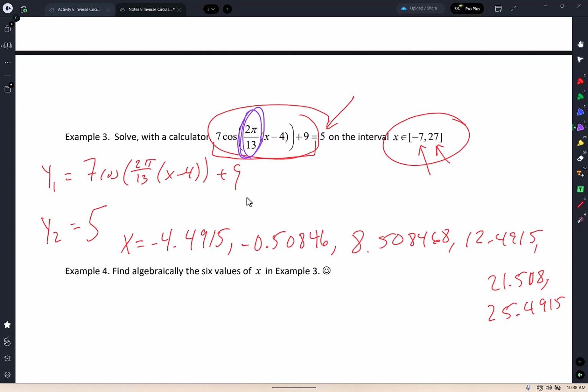So then what's my period? The period is 13. The B is always 2 pi divided by period. These are just general formulas. I don't want you to be a robot.